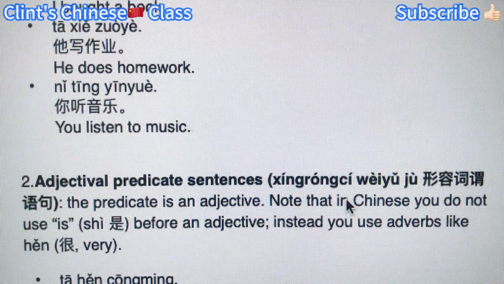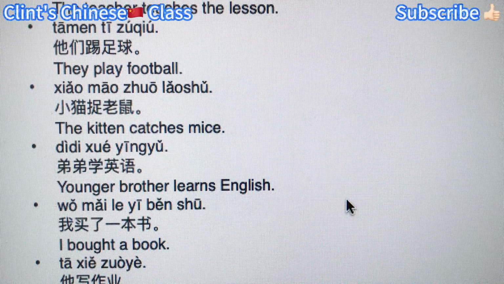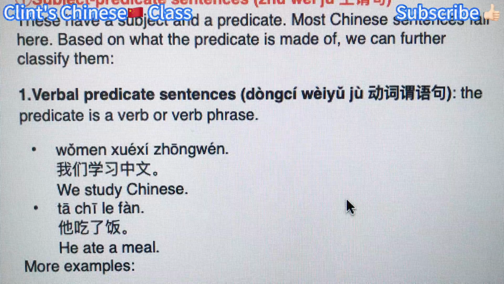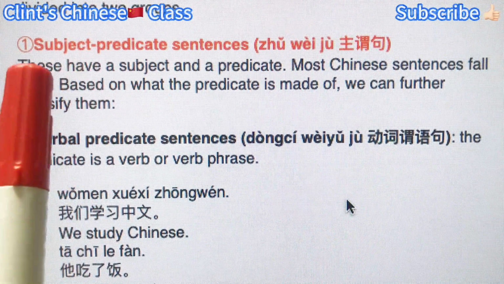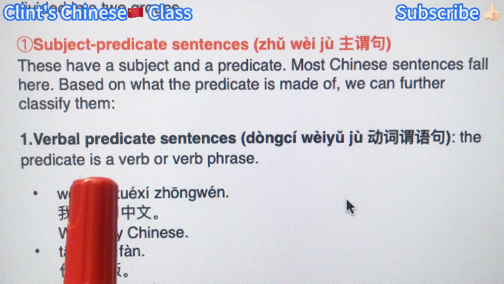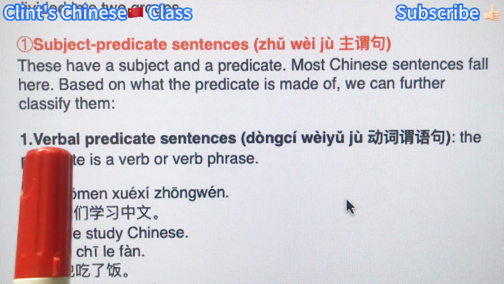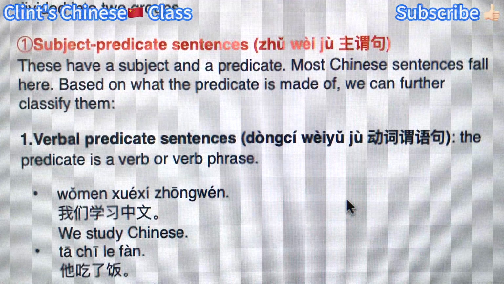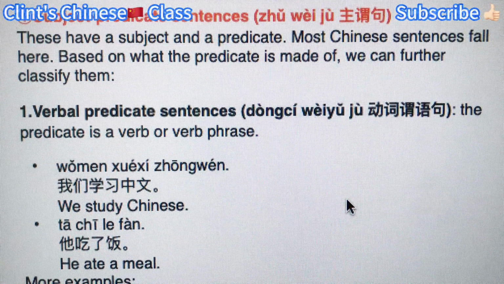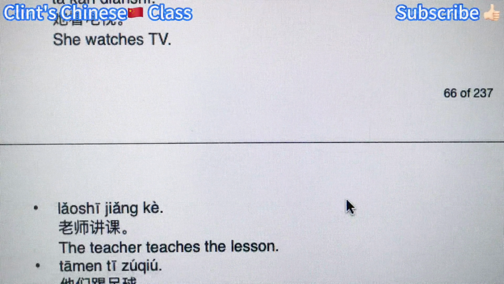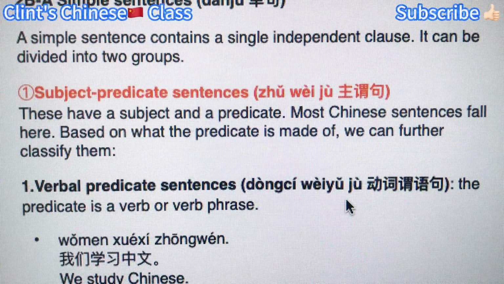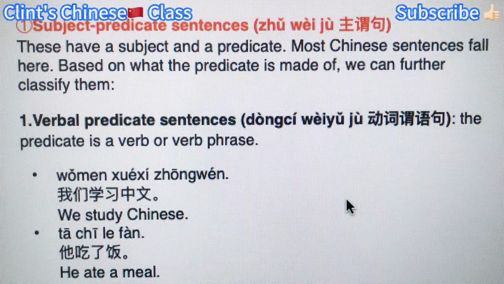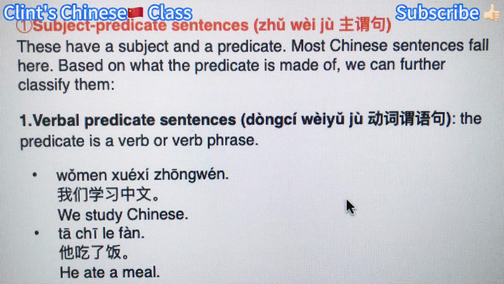Alright guys, so today we learned the first type of the subject predicate sentences, which is we use a verb as the predicate. Alright, you can rewatch the video to be more familiar with these example sentences. Then you will be able to understand, speak, and even write.